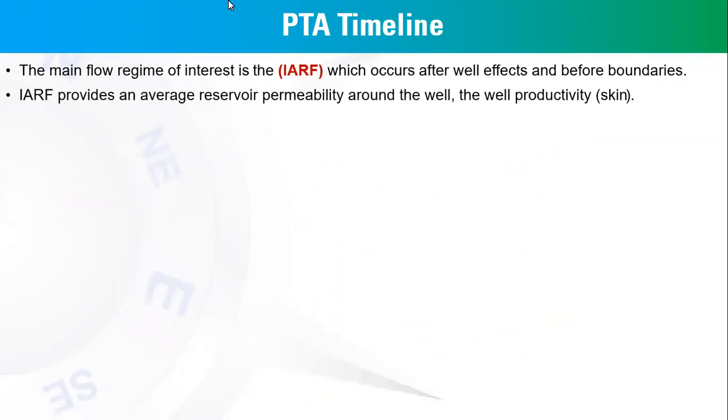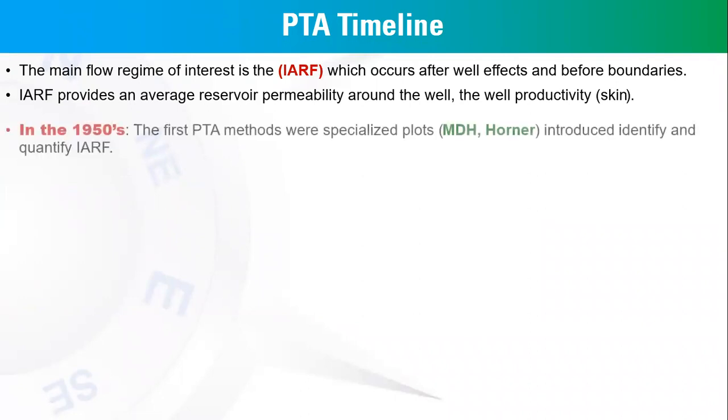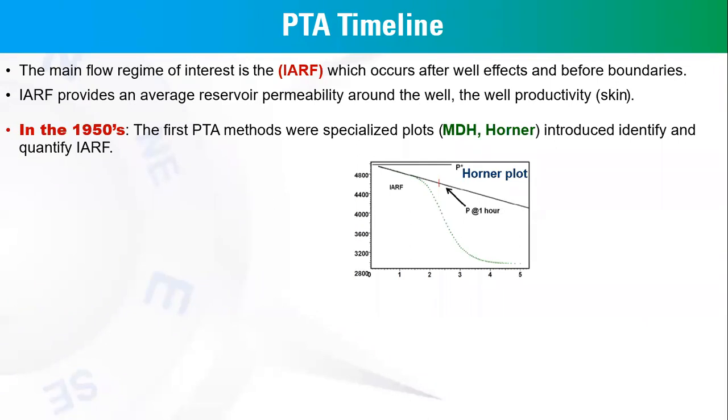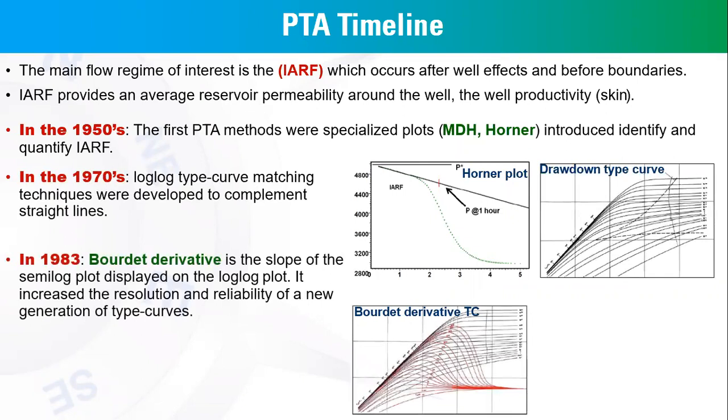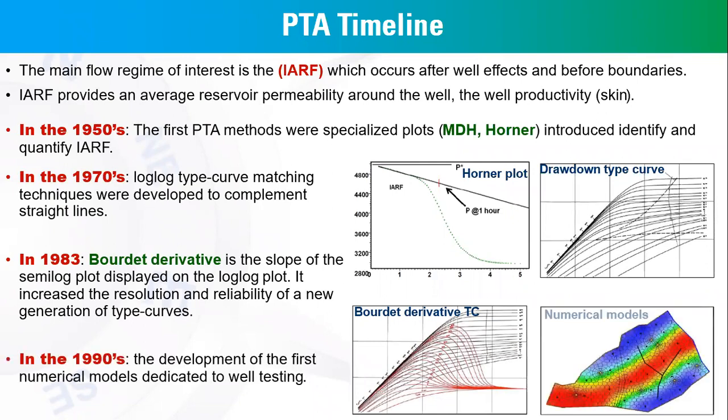So, the infinite acting radial flow trend is the fundamental flow regime in all well testing applications. Therefore, interpretation started in the 1950s based on straight line or specialized plots like Horner and MDH. In the 1970s, we have the introduction of log-log and type curve matching. And in 1983, the introduction of the Bourdet derivative, which is the main concept and principle of modern well testing interpretation. And recently, in the 1990s, we have the introduction of numerical models in well testing.